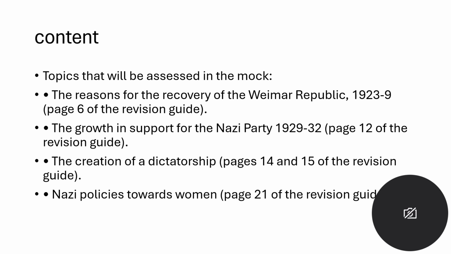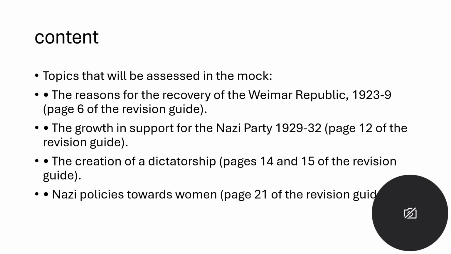And then finally, Year 11, we come to content. You already should know what content is going to be assessed in the mock tomorrow because you were given it in the mock preparation booklet. But just to remind you, it's going to be the reasons for the recovery of the Weimar Republic, growth in support for the Nazi Party, creation of a dictatorship and Nazi policies towards women. On the screen in front of you, you've got the relevant page of the revision guide that you need to turn to. There are some questions in your mock preparation booklet as well that you need to answer. If you're unsure of where that booklet is, you can look on Arbor and it's saved up there for you.